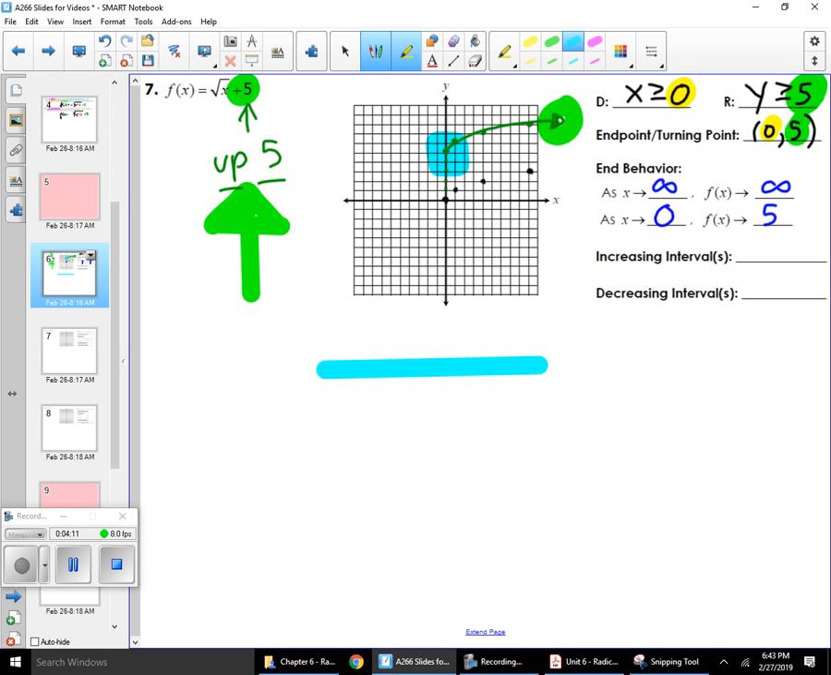We don't have to worry about increasing and decreasing intervals at the AB level. If you're curious at all, an increasing interval is just where is this function getting bigger. Decreasing just means where is it getting smaller. If we look at this picture, note that it's always increasing. So it's not a very interesting question for the square root function.